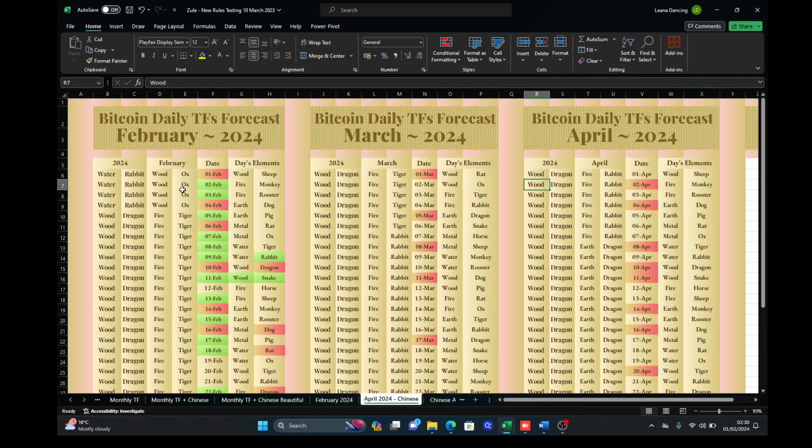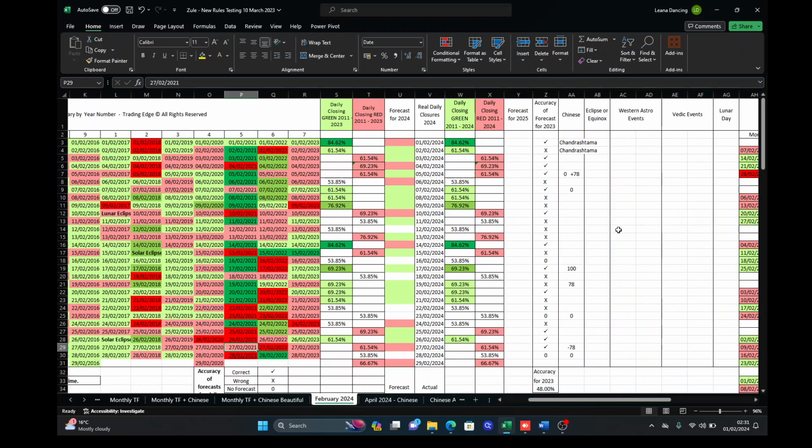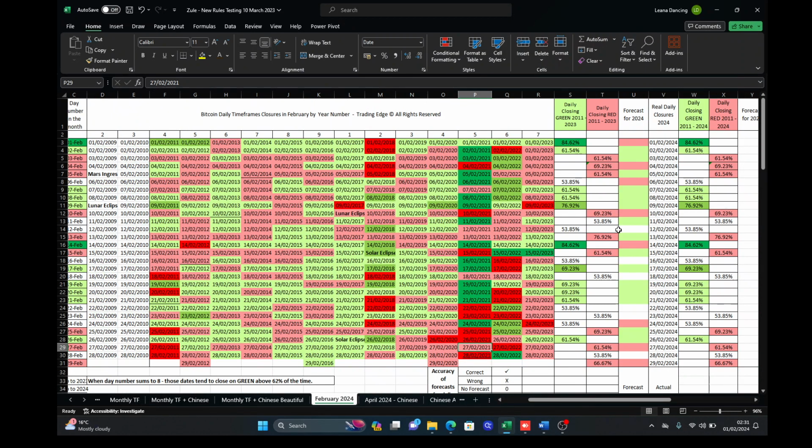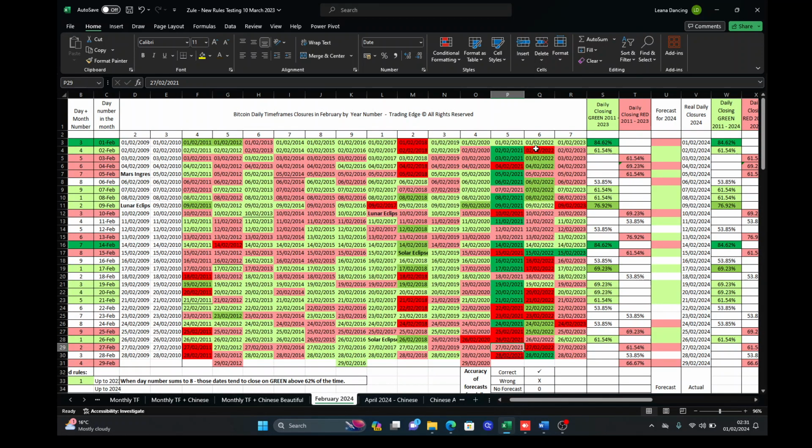So in the next video I will present you with my predictions for daily closing candles based on the Chinese astrology and based on the statistics here. And also I may introduce you to some of my secret variables that I use in making forecasts.